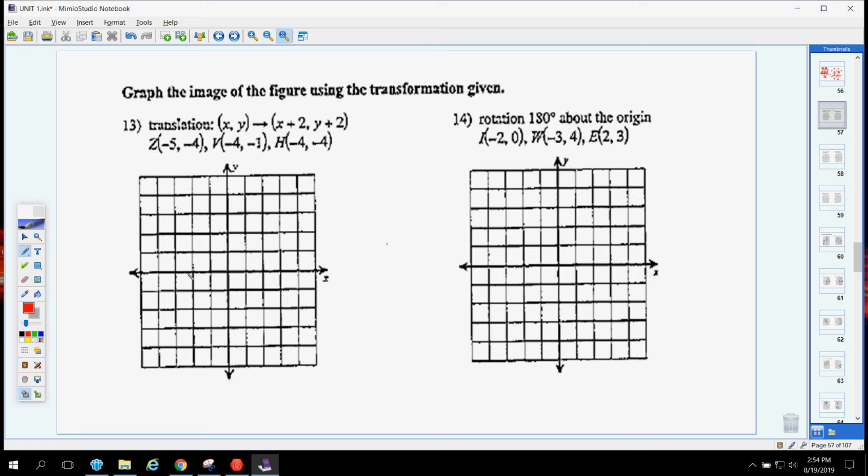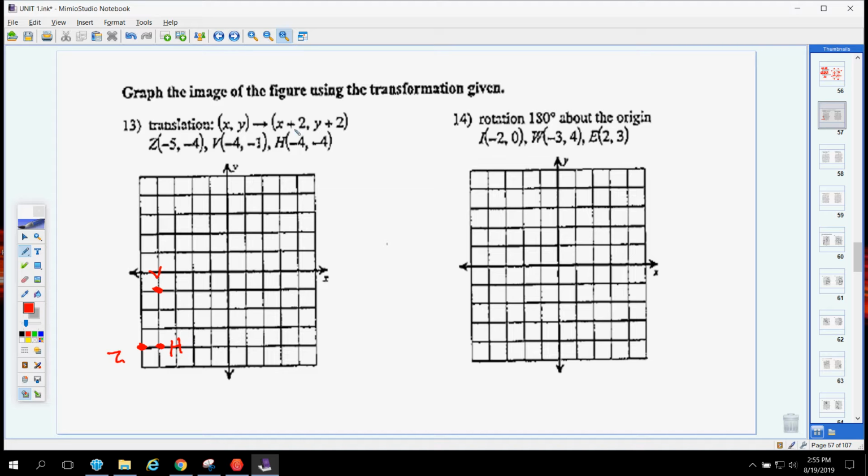Okay, translation for problem 13 here. Z is at negative 5, negative 4. It's negative 5, 1, 2, 3, 4. So this is Z right here. V is at negative 4, negative 1, negative 4, and there's 1. So that is V. And then H is negative 4, which is right here, and that is H.